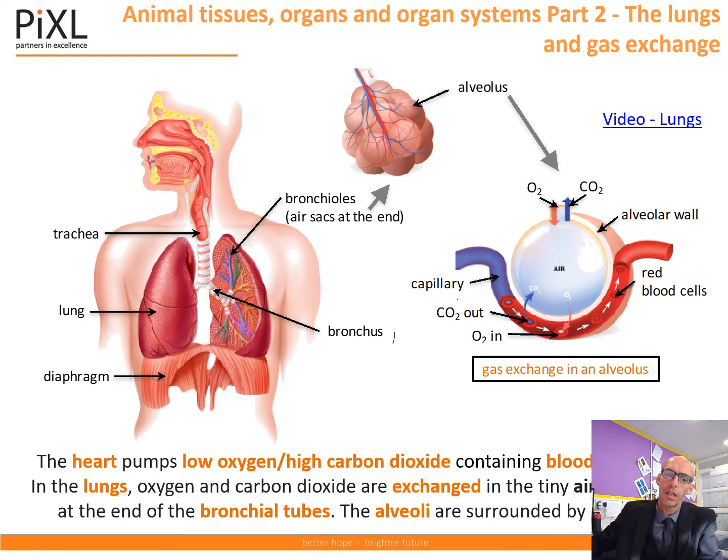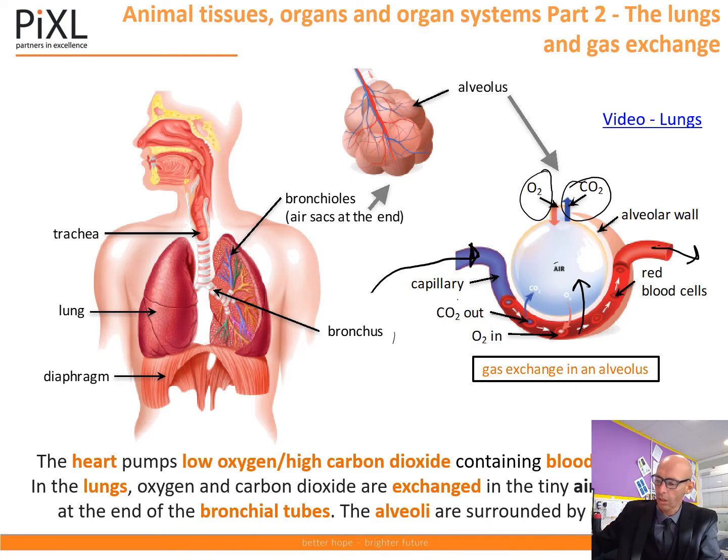So when the blood gets to the lungs, it passes through these blood capillaries and it picks up oxygen in the red blood cells. And here's a little air sac, an alveolus, inside the lung. Oxygen is moving into the blood and carbon dioxide moving out. Hence the O2 here with the arrow going in and the carbon dioxide out.